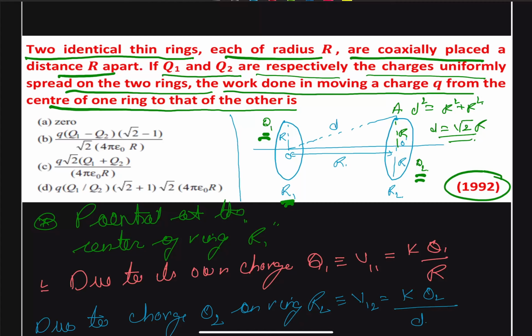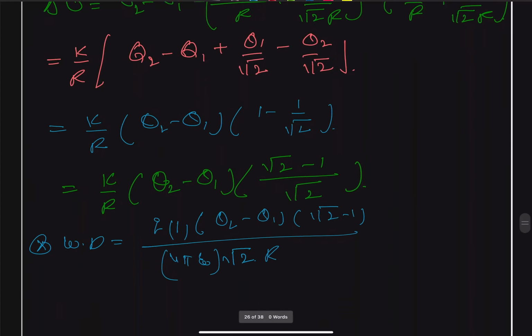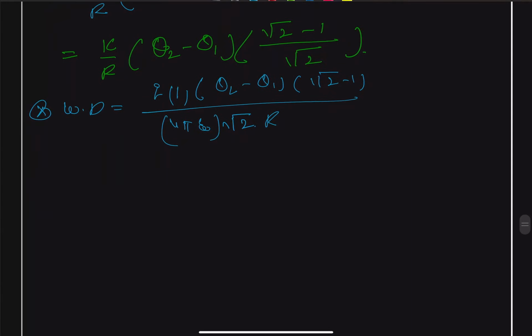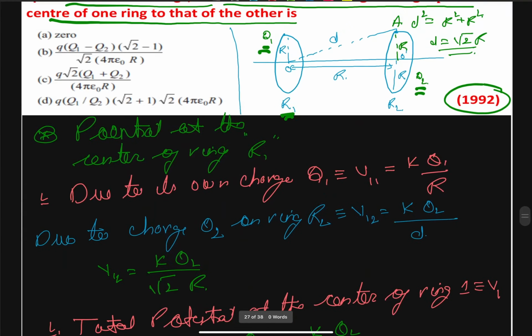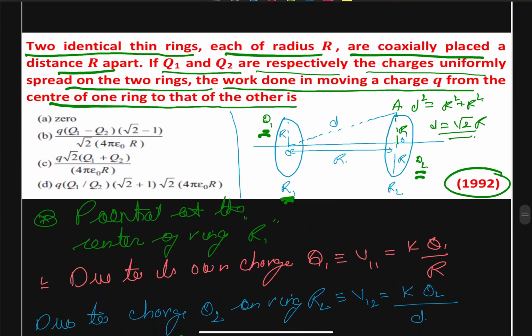Okay, here it is Q1 minus Q2, and I have written as Q2 minus Q1. So I will just change it. So we get this as Q1 minus Q2, 1 minus square root of 2, divided by 4 pi epsilon naught square root of 2 multiplied by R, and this is our work done. So we get that option number B is the correct one.